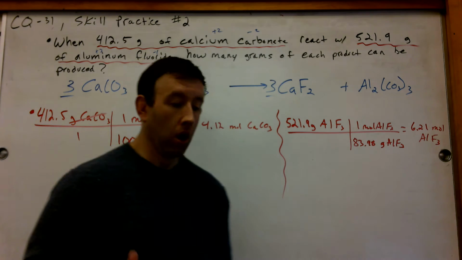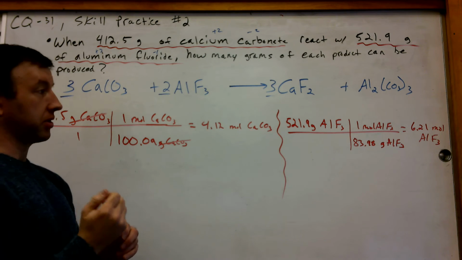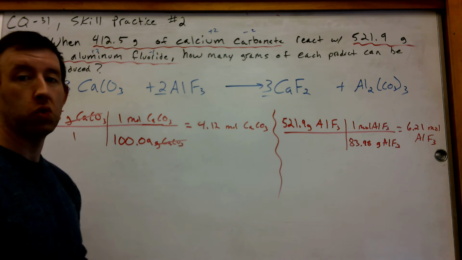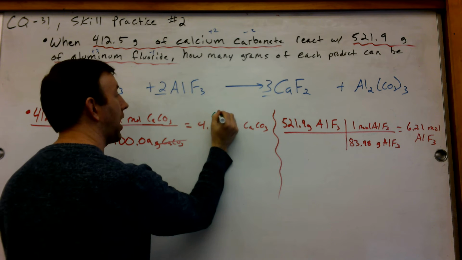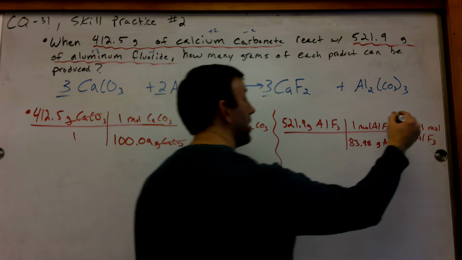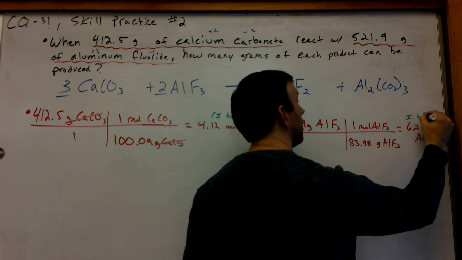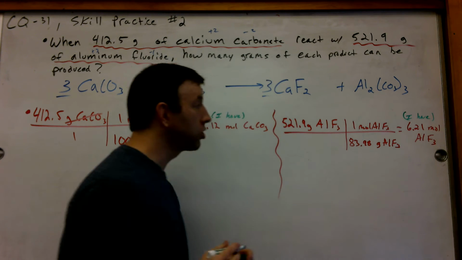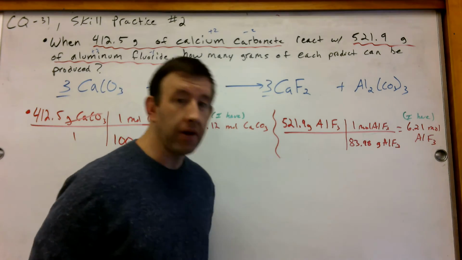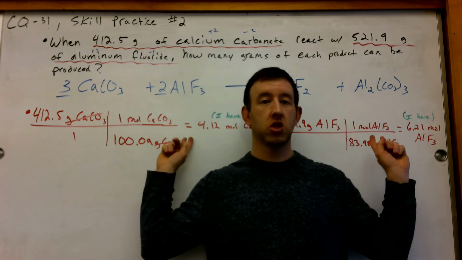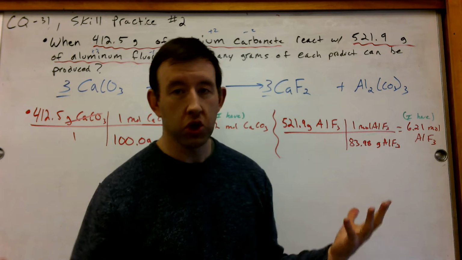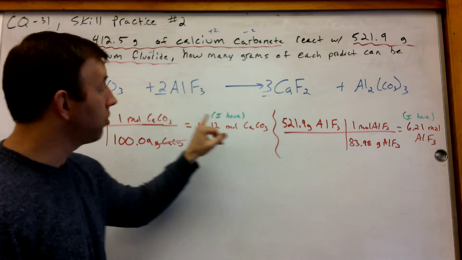Okay? So, what we need to recognize with these two numbers that I'm just writing down right here is that this is the actual amounts that I have. So I'm going to annotate this with I have 4.12 moles of calcium carbonate, and I have 6.21 moles of aluminum fluoride that I'm starting with. Okay? So the trick now is to figure out which of these two is excess and which of them is limiting.